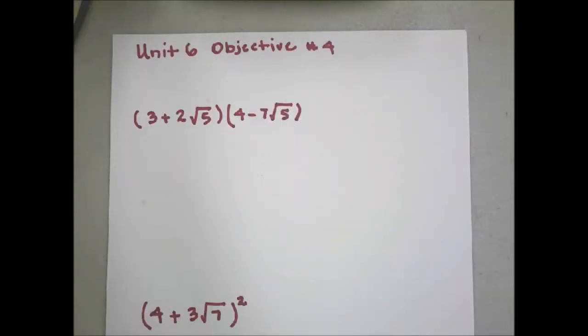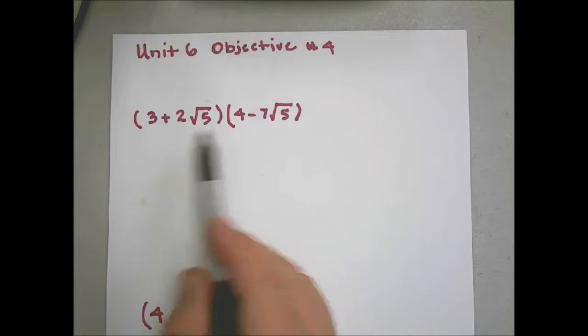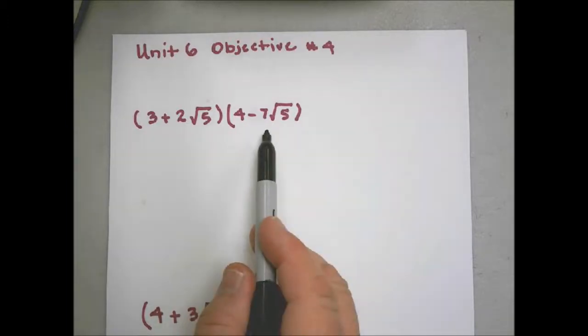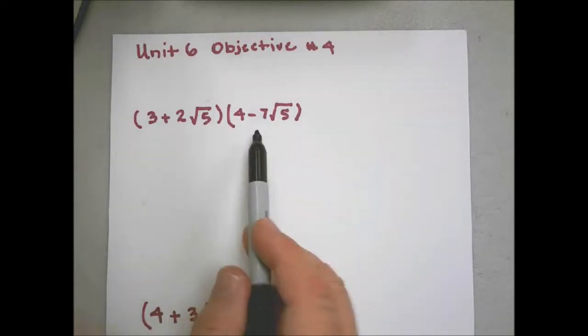We started a little bit of multiplication back in Objective 3. They were differences of perfect squares, and that meant the two middle terms were going to cancel each other. We continue multiplication in Objective 4, and a lot of times we don't see a difference of perfect squares, such as this one.